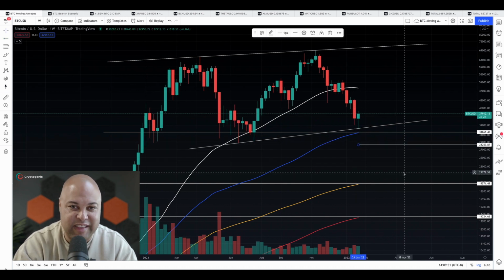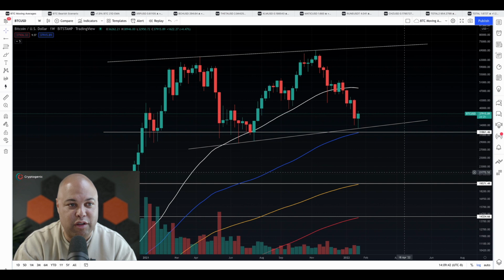And then MicroStrategy would have a vested interest in seeing to it that Bitcoin doesn't drop beneath this level here at about $28,000. Now, between the two of them, do you think they could put enough money into Bitcoin to prevent it from dropping beneath those levels? And I would have to say yes, because I'd say between those two companies, they own about 0.75% of all Bitcoin, which in actuality is pretty crazy.